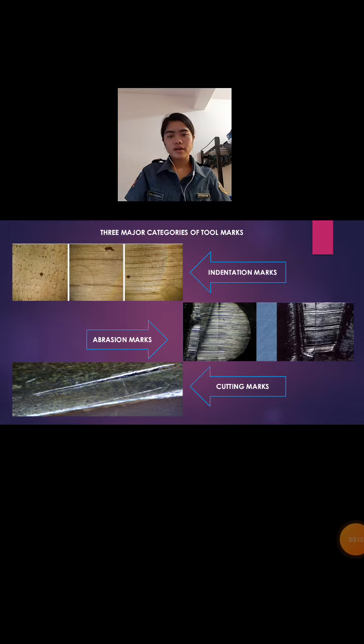Now, there are three major categories of tool mark: the indentation mark, abrasion mark, and the cutting marks. First, the indentation marks are made by a tool when it is pressed against a softer surface, often forming a negative impression on the object receiving the force. Next, abrasion marks are made when the surface slides across one another. And last, cutting marks are produced along the edge as a surface is cut.